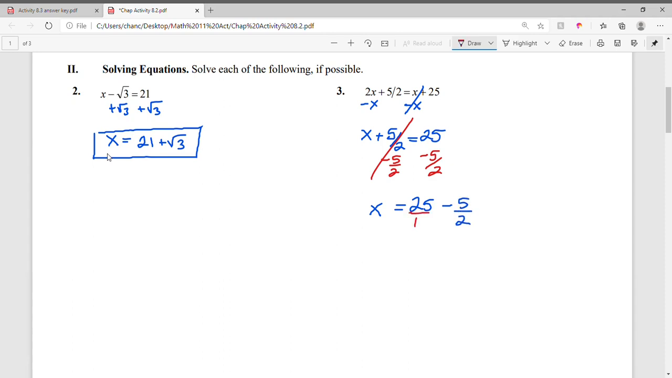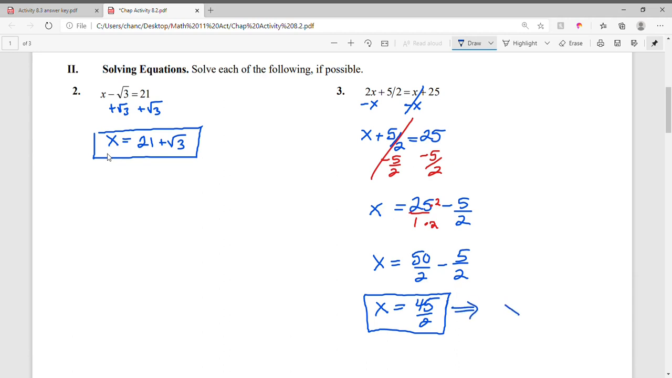So let's put a 1 underneath this 25, and we'll multiply the top and bottom of this fraction by 2. And so we have x is equal to 50 over 2 minus 5 over 2. And that simplifies as 45 over 2, which is a great solution. Our answer is x equals 45 over 2. 45 over 2 is a good solution, but you could always convert this to a mixed number. This is equivalent to 22 and 1/2 as well. So these are both good solutions.